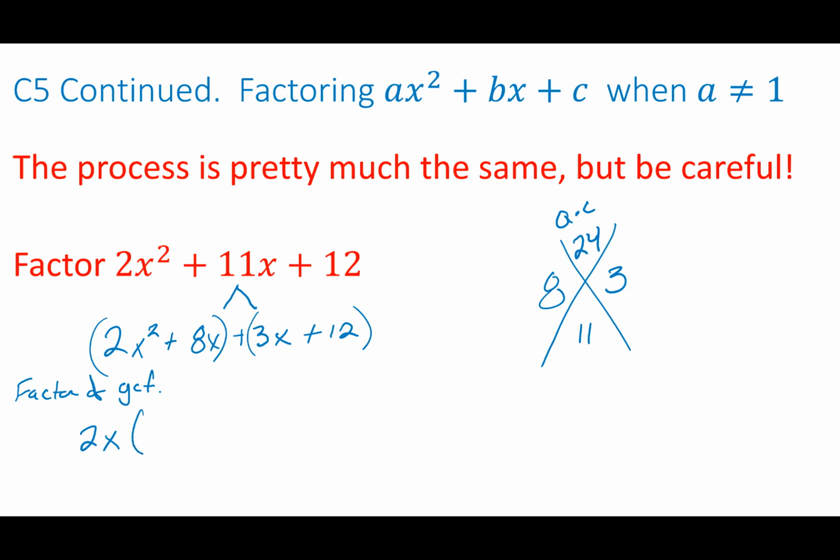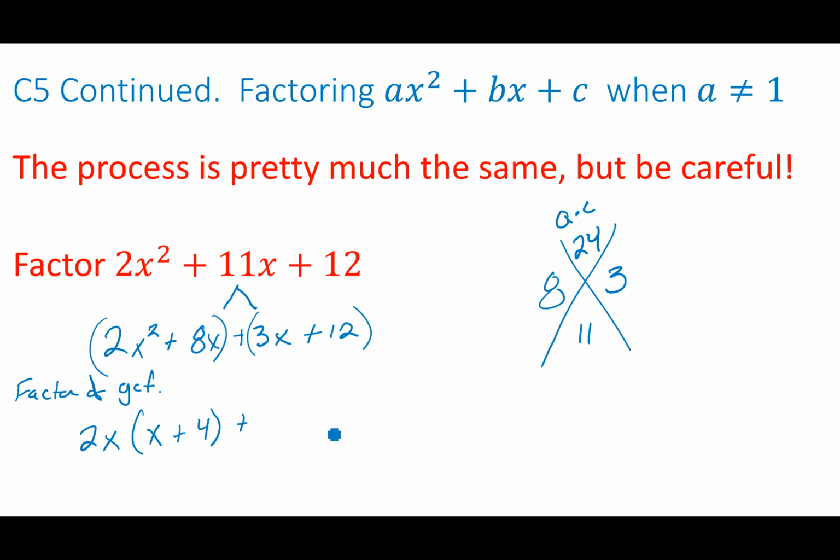And again, we're just trying to rebuild this. So 2x times what gives me x squared? Well, that would just be x. 2x times what gives me 8x? That would be 4. These are all equivalent to each other. We're just writing them in a different form. So 2x times the quantity x plus 4.